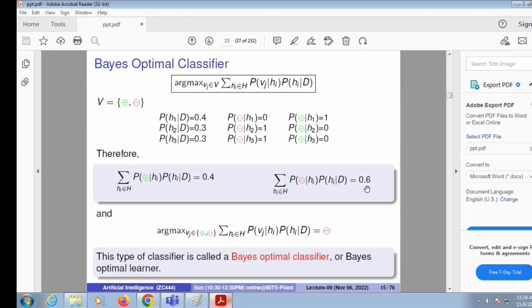This is the best classifier that is possible. So no other classifier can be better than this classifier. So this is the best classifier.